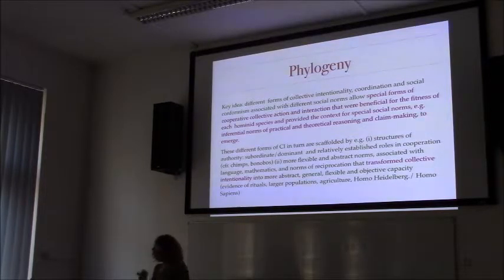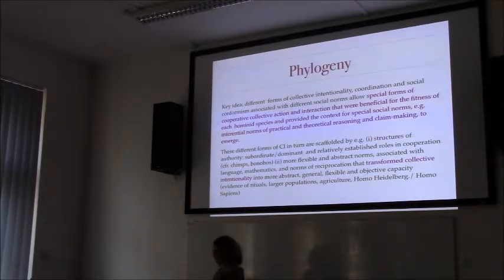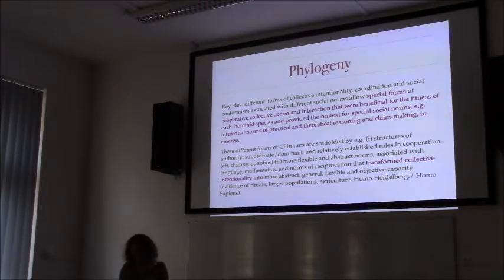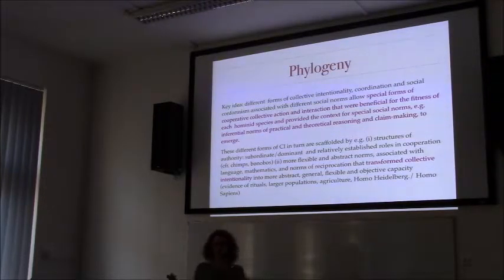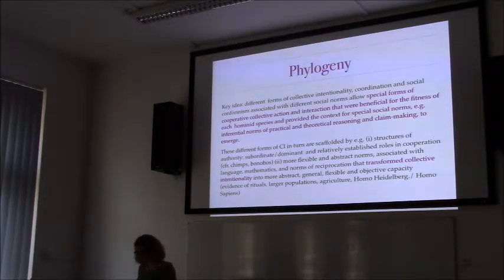And we can give an example of this. We can distinguish between structures of authority, of subordinate and dominant, where we have relatively established roles in cooperation, as in the case of humans and chimps, and different kinds of norm, complex and abstract, which are those involving language, mathematics, and reciprocation of the kind we have, and that can be thought to have transformed collective intentionality into forms that are more abstract, more general, flexible, and objective. And we can think of a number of elements of evidence of the different forms of collective activity in which the different species were involved or are involved now, what happened in between.